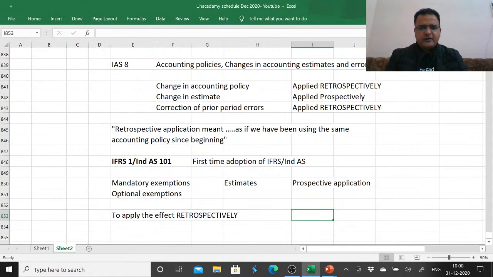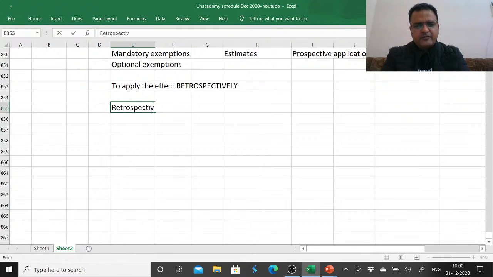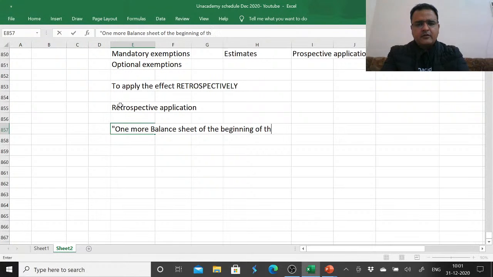The requirement was how retrospective application was implemented. For applying the effect retrospectively, there is a requirement of one more balance sheet of the beginning of the earliest period presented.